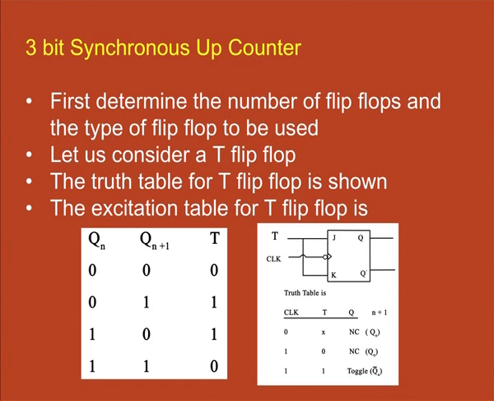The excitation table for T flip flop is also shown in this slide, where we have the present state and the next state as the input condition and the input as the output condition. For example, when the present state and next state are 0 0, the input must be 0. Similarly, when present state and next state are 0 1, the input is 1. Present state and next state are 1 0, the input is 1, and present state and next state are 1 1, the input is 0.